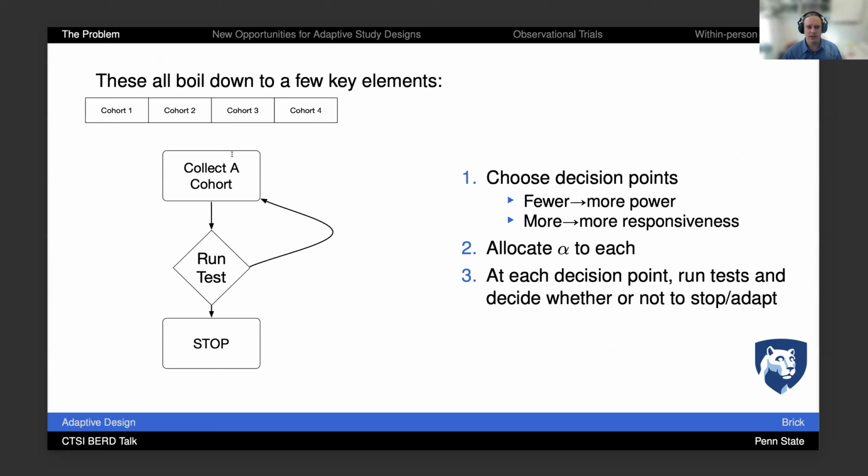You have some number of cohorts, you collect a cohort, you run some test, and either you continue and collect more cohorts or you stop. More decision points means that you have more responsiveness. Your cohorts are smaller, so it's every 10 people instead of every 70 people, and that means more people potentially can be put into the correct intervention, right? The more effective of the two interventions. And you're not having as many people who are at risk because of this change. On the flip side, fewer tests means more power, and that means you're more likely to actually find an effect at the end.